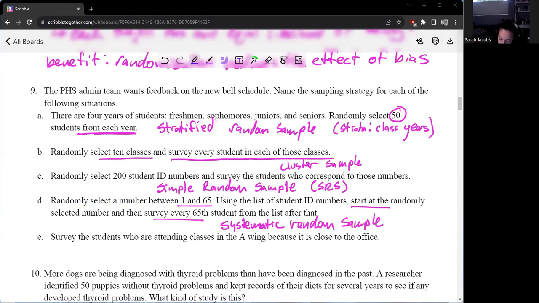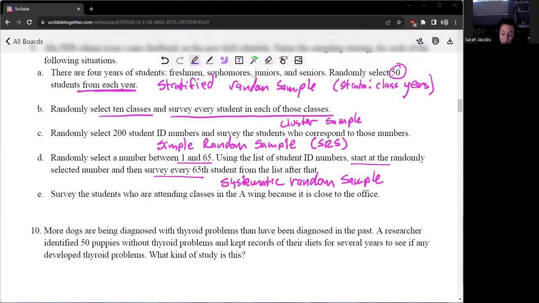All right. So those are all basically just vocab definitions you need to be able to identify what type of sample you're looking at. This last one, we didn't really go into it too much in class because it is not a valid sampling strategy. It is something that sometimes is suggested, but it doesn't produce good results.